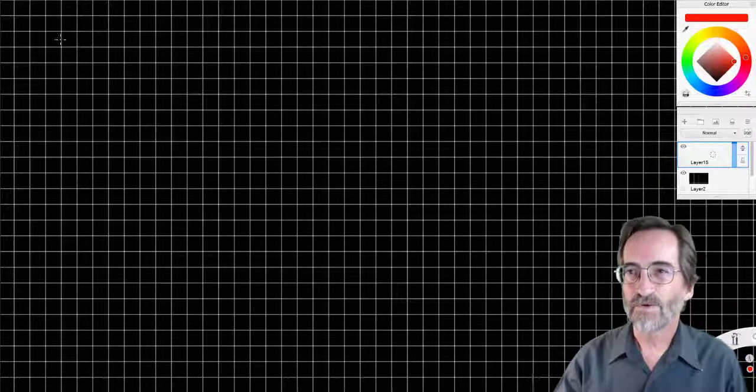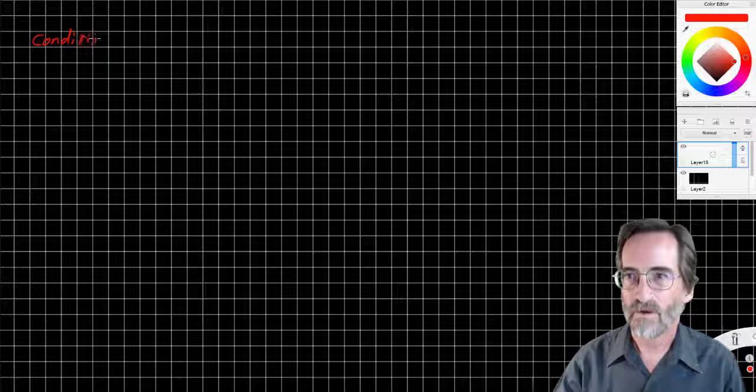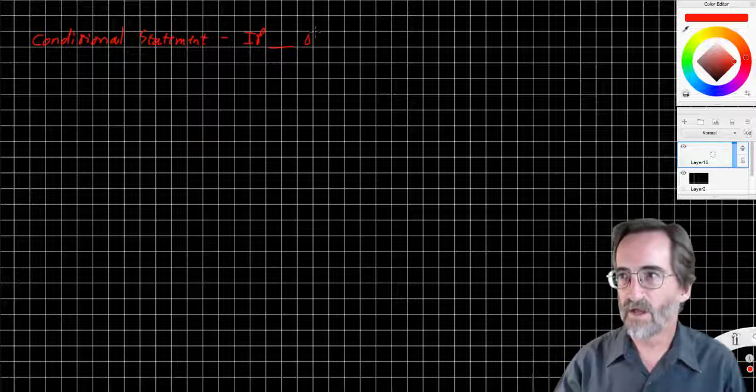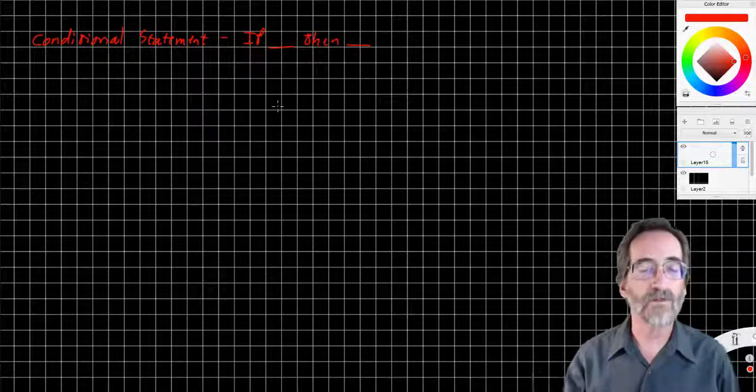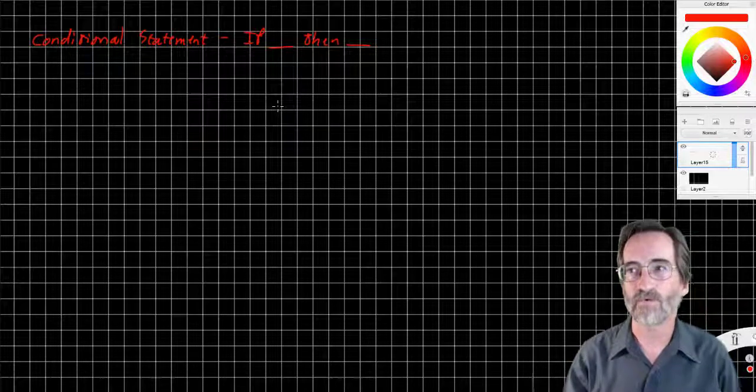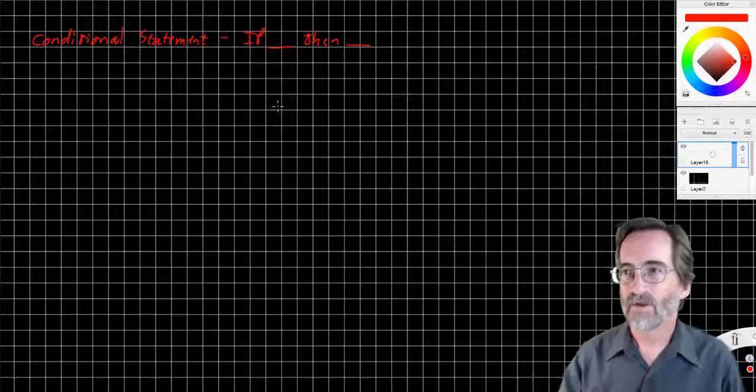All right, the first word that we need to define is conditional statement. Conditional statement. Okay, they can be defined as if blank, then blank statements. Though they're not always written with the words if and then, they can be written with the words if and then. Let me give you an example.